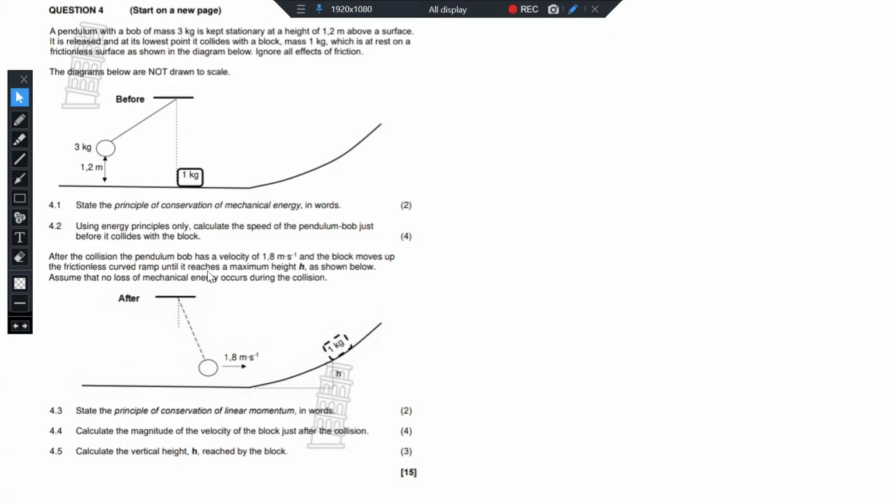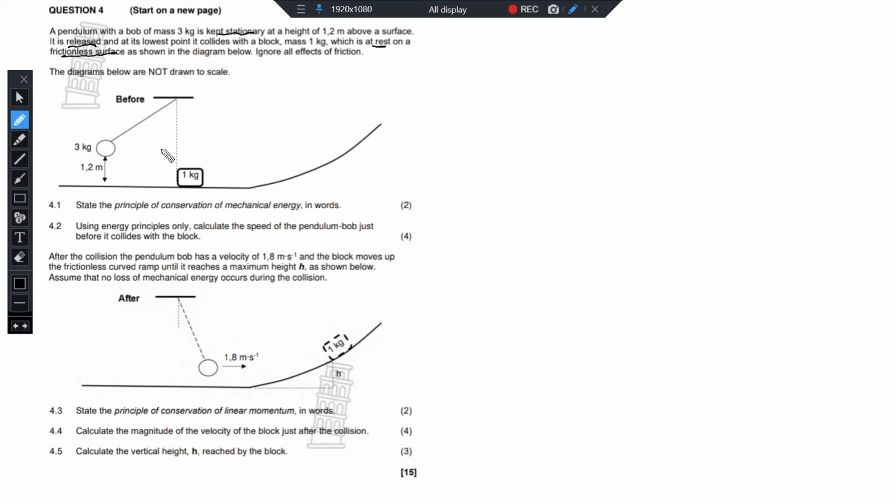So we have question 4. It says, a pendulum with a bob of mass 3 kg is kept stationary at a height of 1.2 meter above a surface. It is released, so it was kept stationary, and at its lowest point, it collides with a block of mass 1 kg, which is at rest on a frictionless surface as shown in the diagram below. Ignore all effects of friction. So this is a frictionless surface.